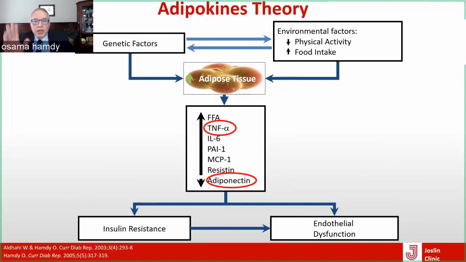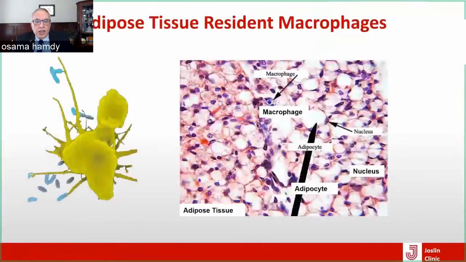So cytokines, inflammatory cytokines are going up and adiponectin is going down, and this could be the reason for insulin resistance and atherosclerosis. Endothelial dysfunction is a very early stage of atherosclerosis. So what happens? We thought initially that those cytokines are coming from the fat cell, but we discovered, and many other colleagues discovered, that they come actually from macrophages.